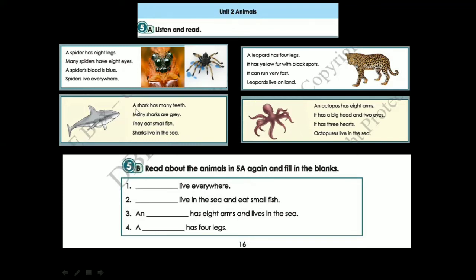Let's read together. A shark has many teeth. Many sharks are gray. They eat small fish. Sharks live in the sea.